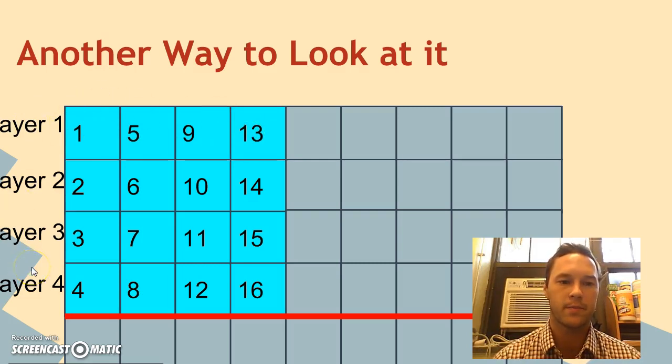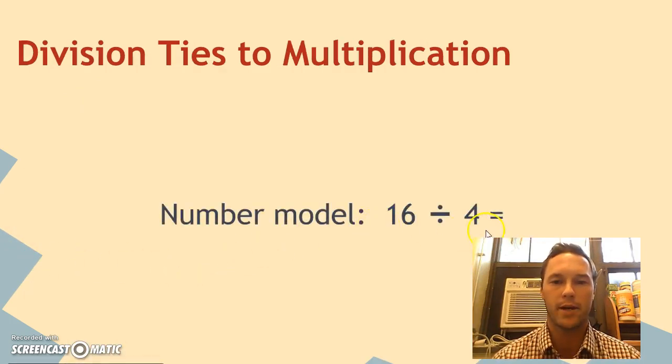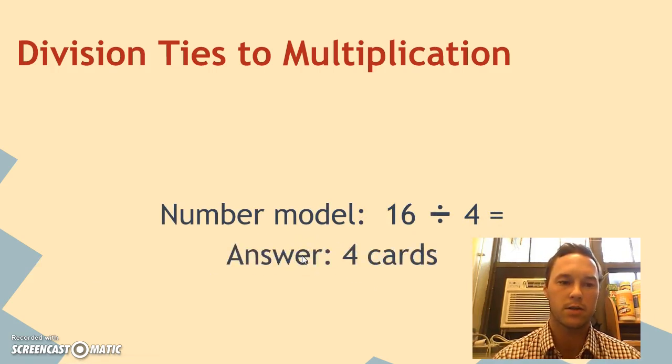So our number model is going to look like this. We've got 16 cards divided by 4 players, and each player will get 4 cards.